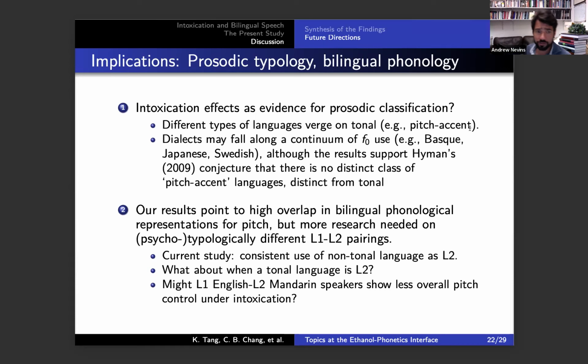Now, there is also a very interesting question of what if we had different L1, L2 pairings. So in this study, we used English, a non-tonal language, as the L2. But what if you used a tonal language as the L2, right? If you were to, for example, look at L1 speakers of English speaking Mandarin as their L2, people who have studied Chinese, would they show less overall pitch control under intoxication? Would we find the opposite effect again, depending on what your native language is? If you're a Chinese speaker speaking English, in your L2 under alcohol, you maintain control. If, for example, you're an English speaker speaking Chinese under L2, do you show less pitch control? The pairings matter. And one of the things that makes L2 research so interesting and exciting is looking at all of these different pairings of the L1 and the L2 across typologically distinct profiles and pairings.